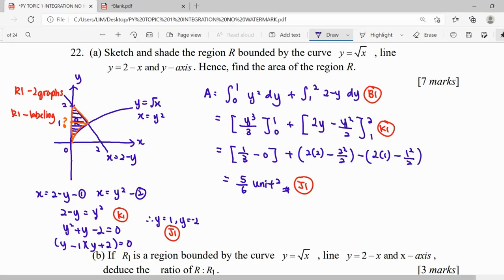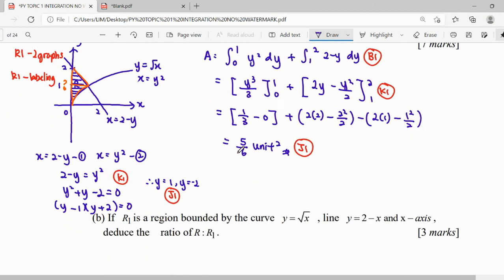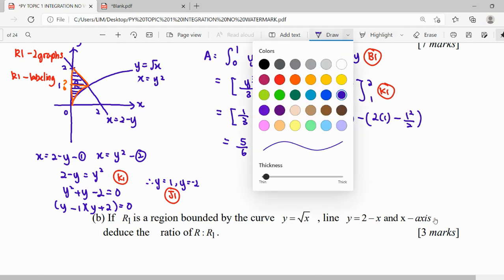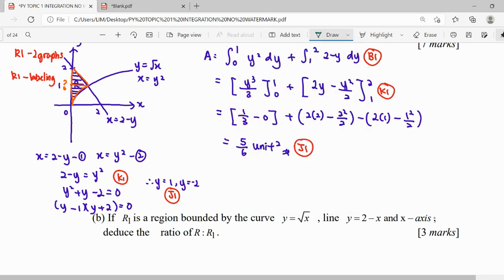Okay, we continue for part B. They said part B, if R1, just now is R, we find it 5 over 6. If R1 now is a region bounded by the curve, and then the line, and x-axis, so they go down already. So our region is here, at the axis. So here is our R1 region.